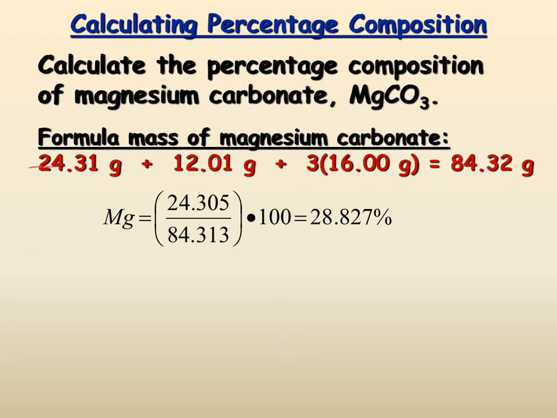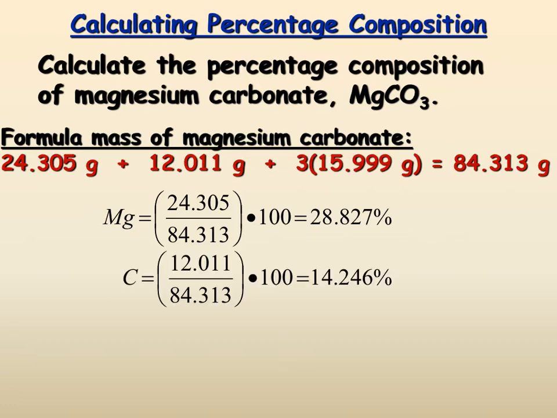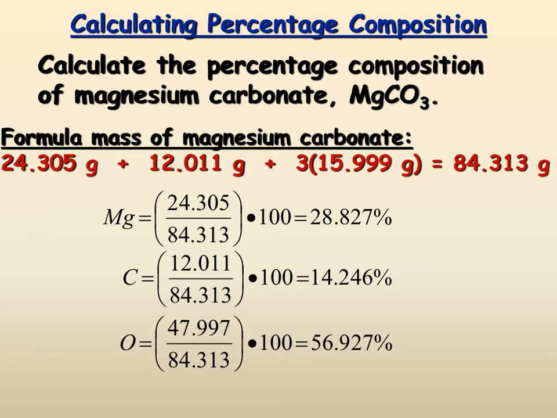So ignore this line, it'll change again on the next slide. But you take your molar mass of magnesium, and there's only one of them, and divide it by your total mass, multiply by 100, and your percent composition of magnesium is 28.827%. And you do the same thing with carbon. We have one carbon, so the molar mass of one carbon is going to be 12.001 divided by our total mass, which is 84.313 times 100. You get 14% carbon.